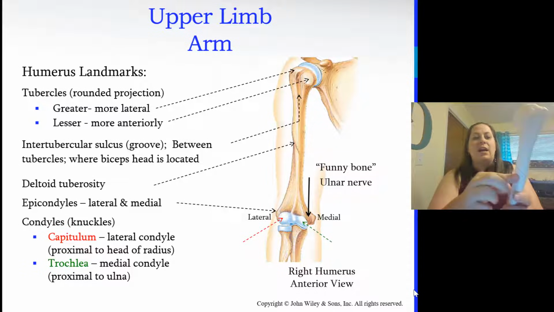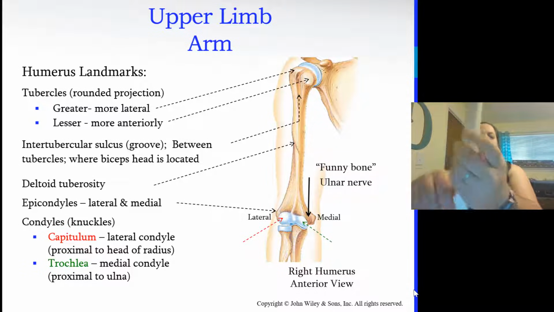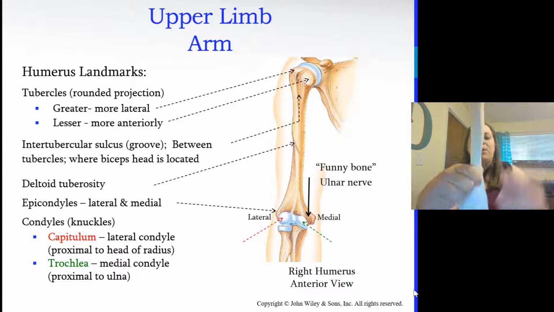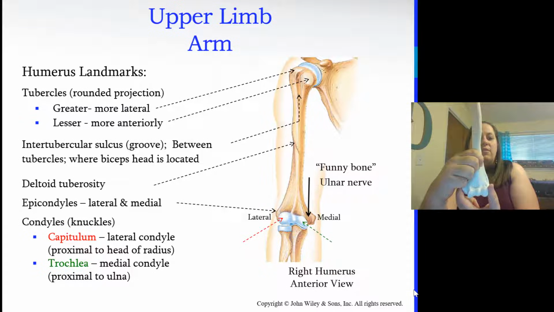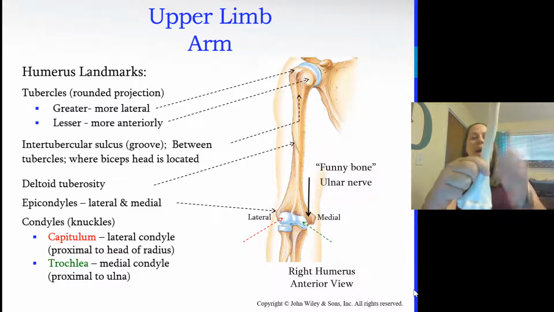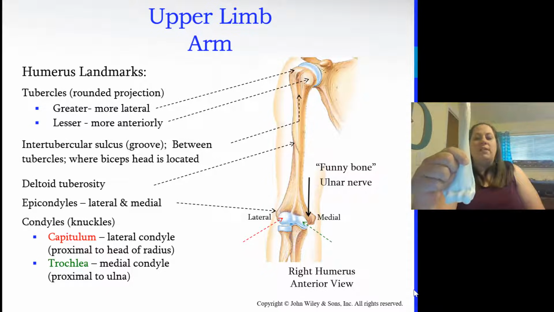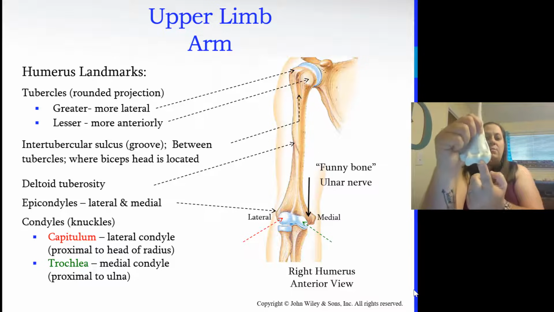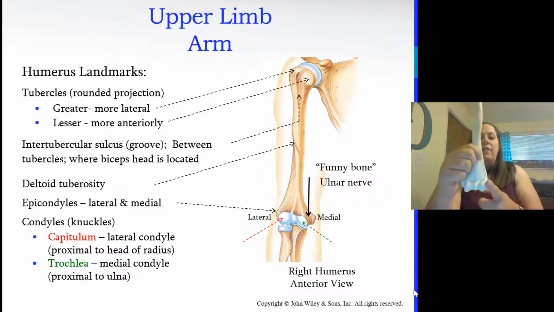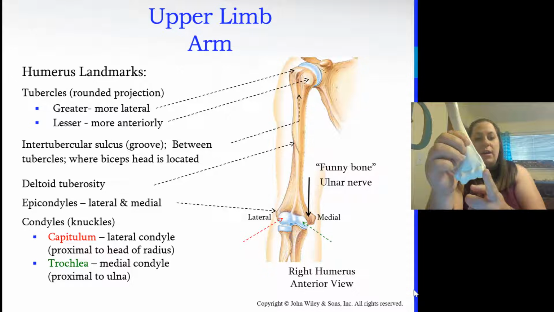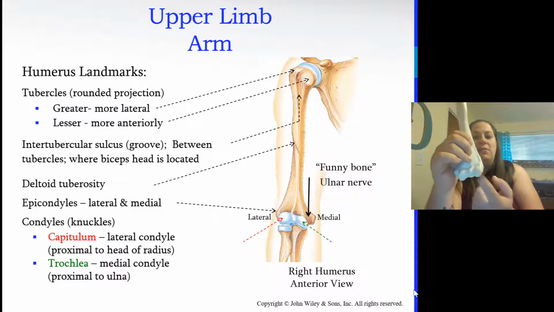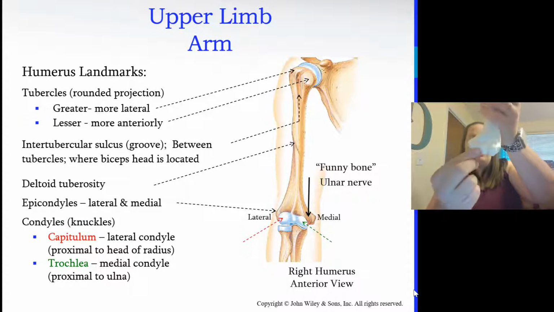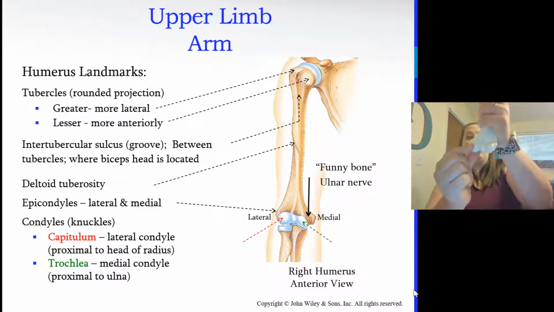We then see that this projection here, this rough area, is known as the deltoid tuberosity. You then have the epicondyles. These are lateral and medial. And then these condyles do have names. So we see that the lateral condyle that's here is going to be called the capitulum. And this is going to allow for the proximal head of the radius to come in. Sorry, we have the trochlea, which is over here, and it's going to attach to the proximal end of the ulna.